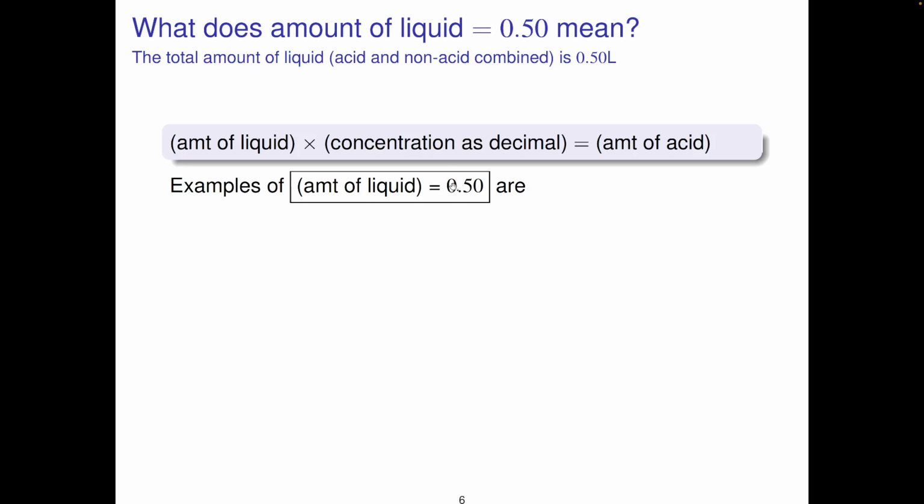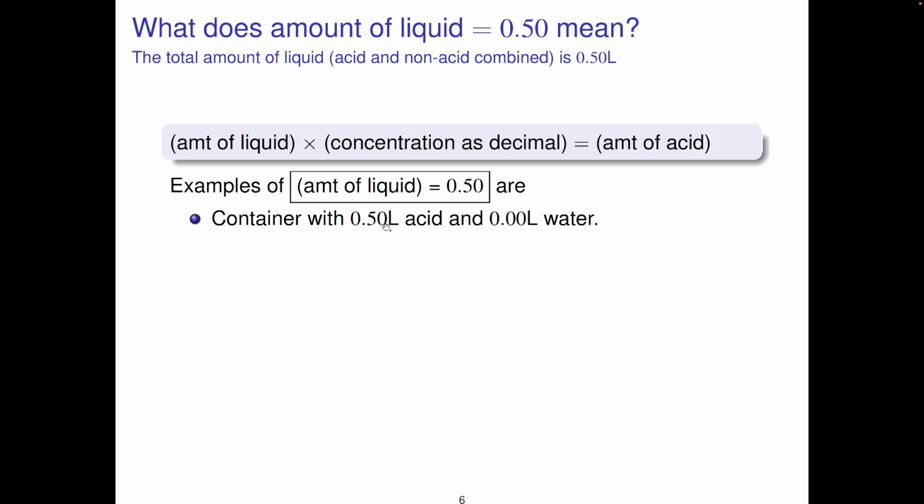Now, what about if we change and have the 0.5 written in this spot, in the amount of liquid? The amount of liquid equals 0.5 means that the total amount of liquid, that's the acid liquid and the non-acid liquid, all combined is 0.5 liters. So we don't actually have a lot of room to play with this.